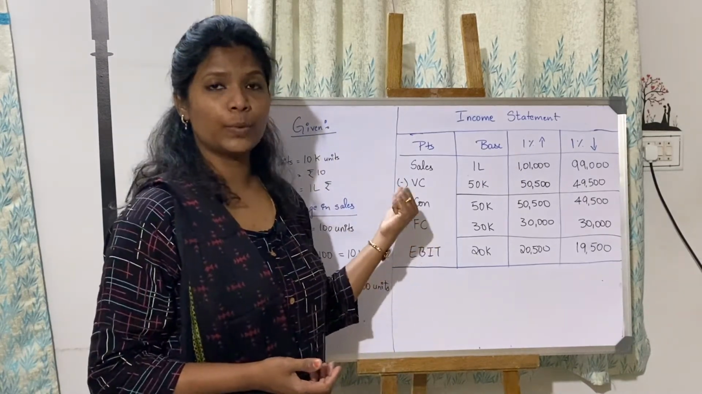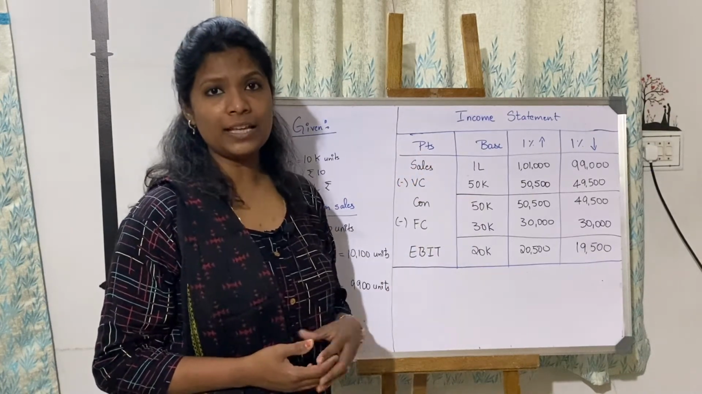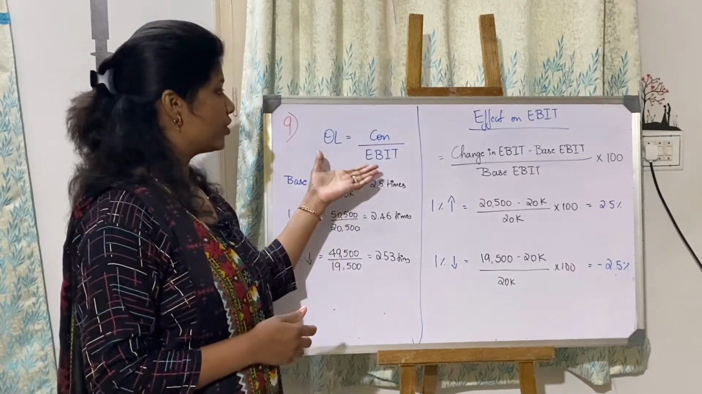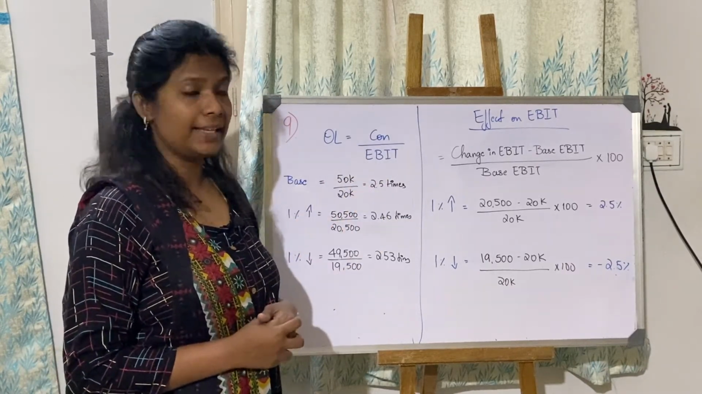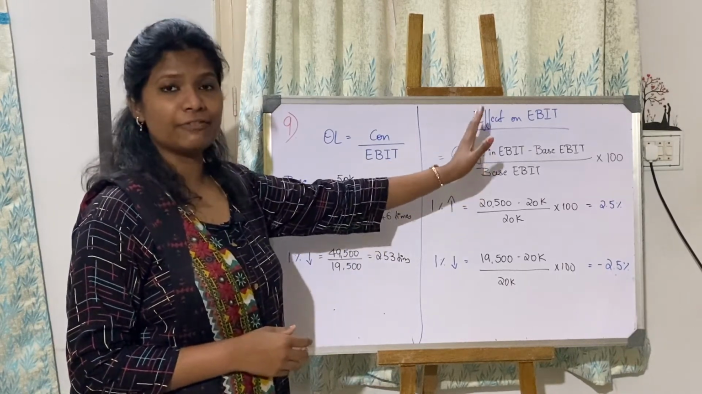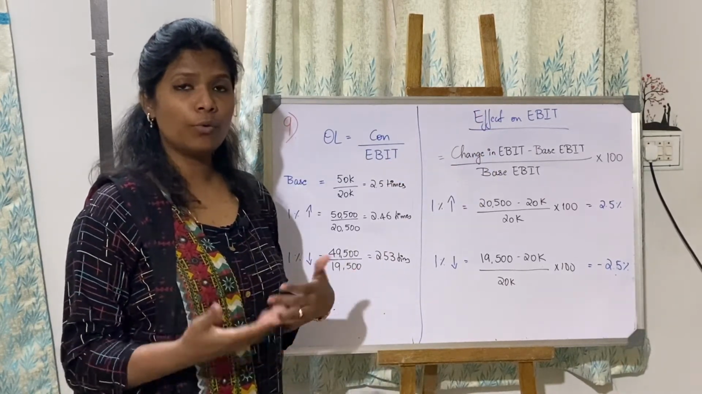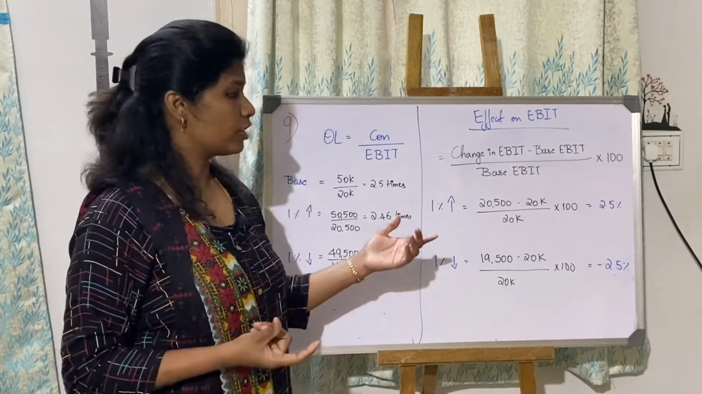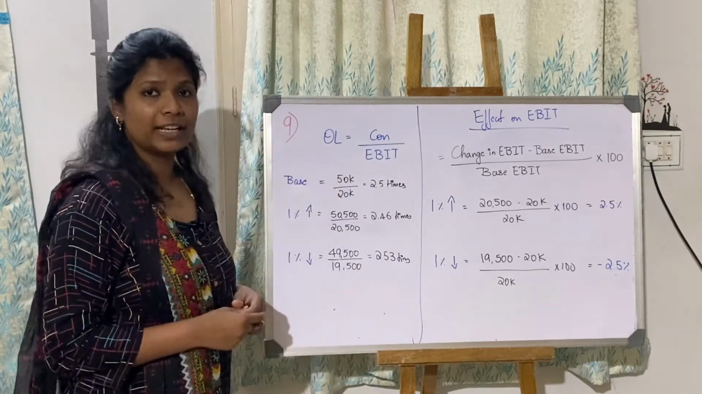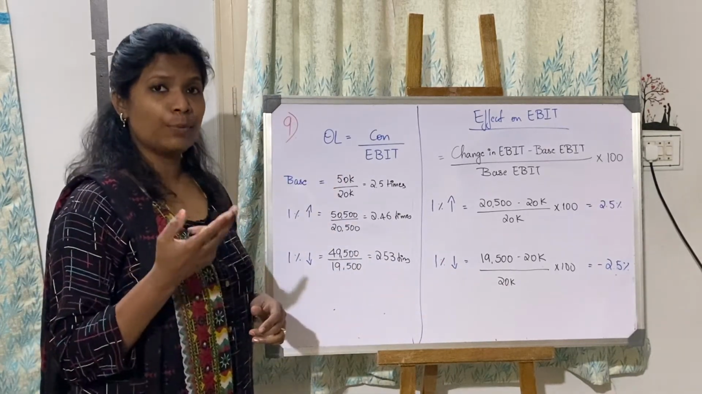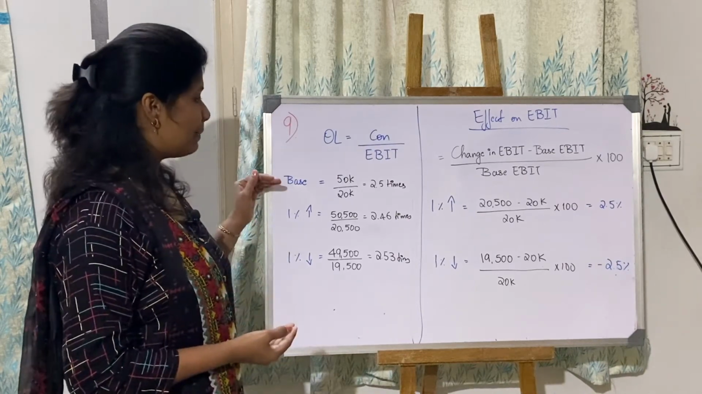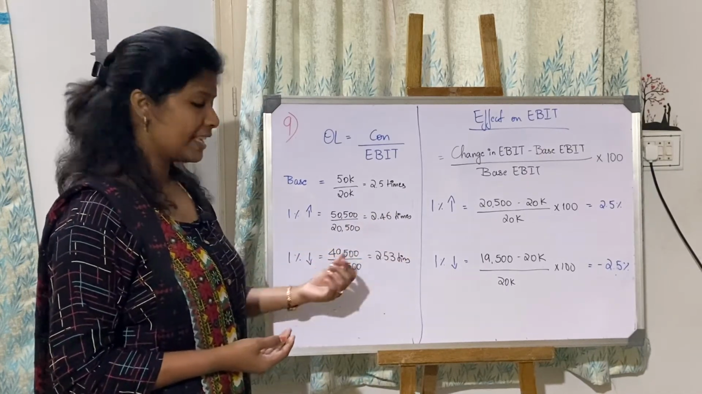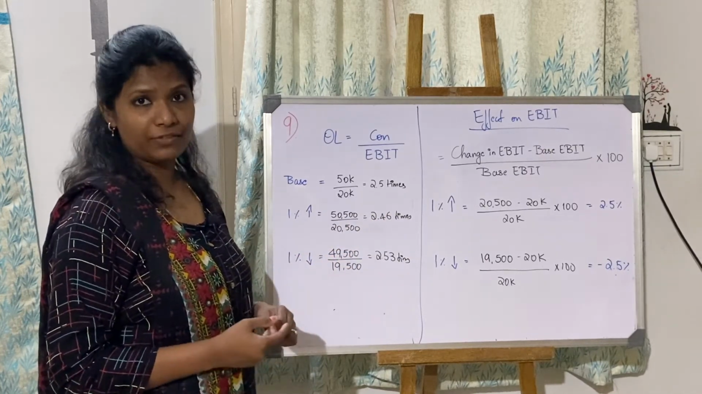Now let's solve the 1% change impact on EBIT using the formula. So question has asked us to find out operating leverage, the formula which stands for contribution divided by EBIT, and also we have to work out the effect on EBIT. First, let's solve the operating leverage for all the three levels. Base level, 1% increase, 1% decrease. So at base level, we have 2.5 times. At 1% increase, we have 2.46, and at 1% decrease, we have 2.53 times.